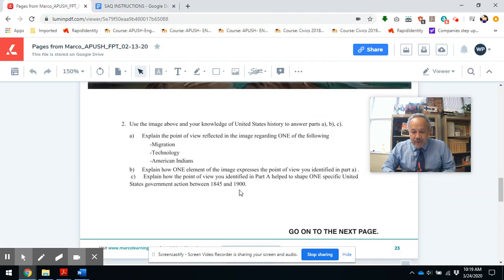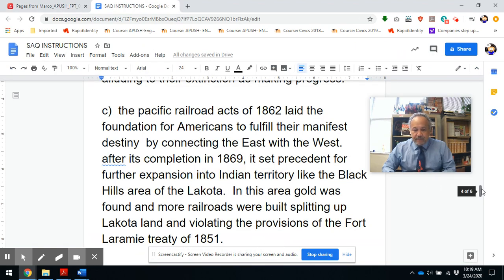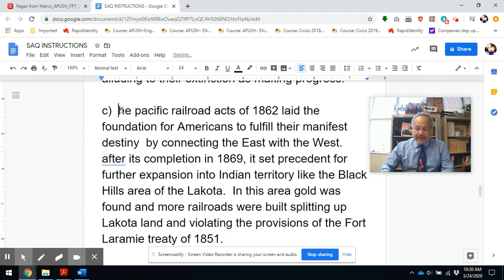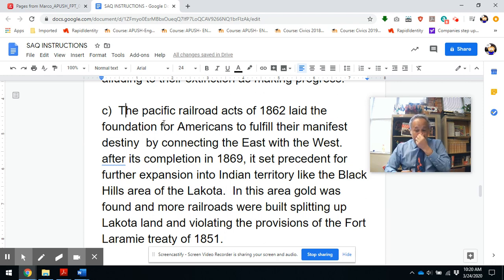Explain how the point of view you identified in part A helped shape one specific United States government action. Well, the Pacific Railway Acts, or Railroad Acts, of 1862 laid the foundation for America to fulfill their manifest destiny by connecting the East and West.